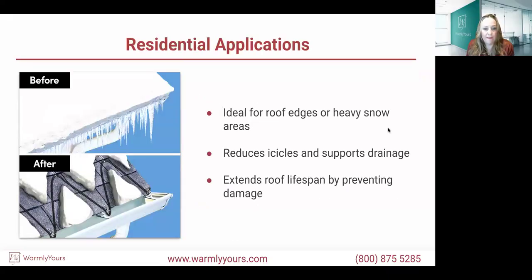Very good. Here we're talking a little about residential applications, ideal for roof edges and heavy snow areas. It reduces icicles, supports drainage, and extends the roof lifespan by preventing damage. And here's a really good visual, showing what looks like constant wattage cable on an asphalt roof. As you can see, it's definitely doing its job, melting away so that the snow will just trickle down into that downspout and drain away.